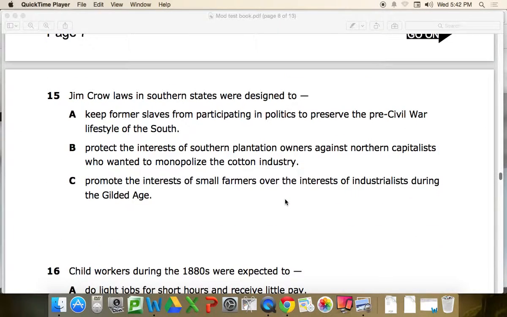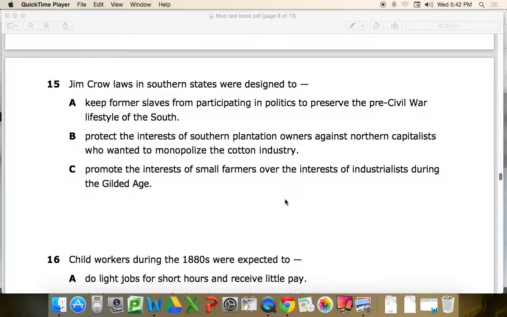The next one is question 15. We talked about this one specifically when we talked about segregation. We talked about Jim Crow laws. I showed you the cartoon of the minstrel show. And we talked about Plessy v. Ferguson. And that Jim Crow laws were meant to keep former slaves from participating in politics.